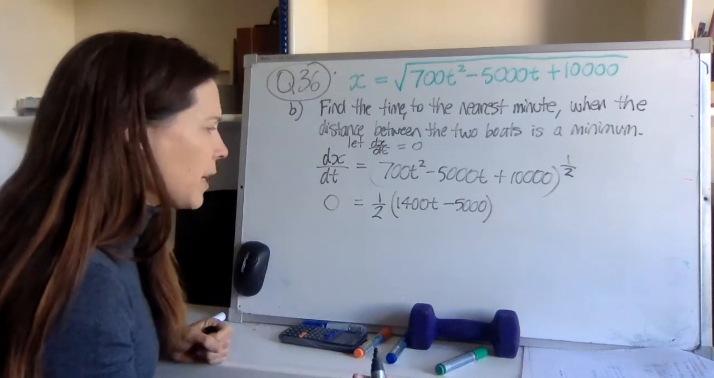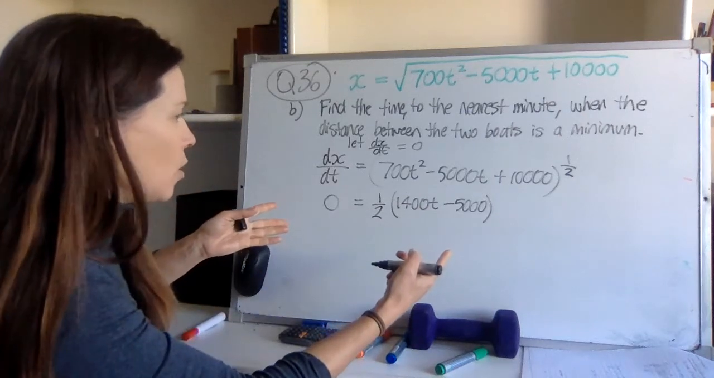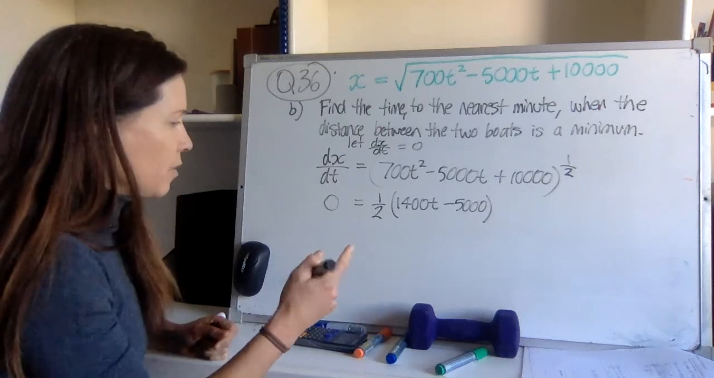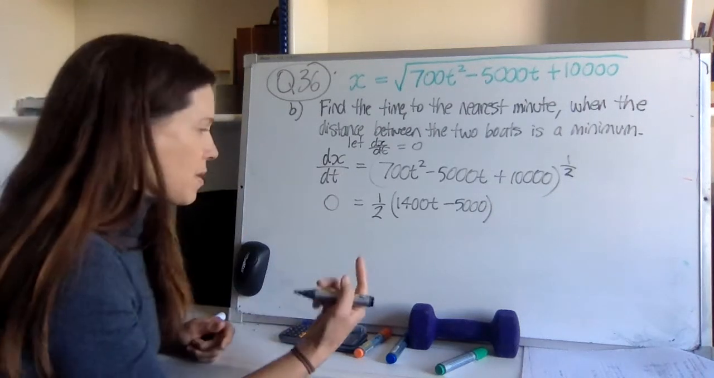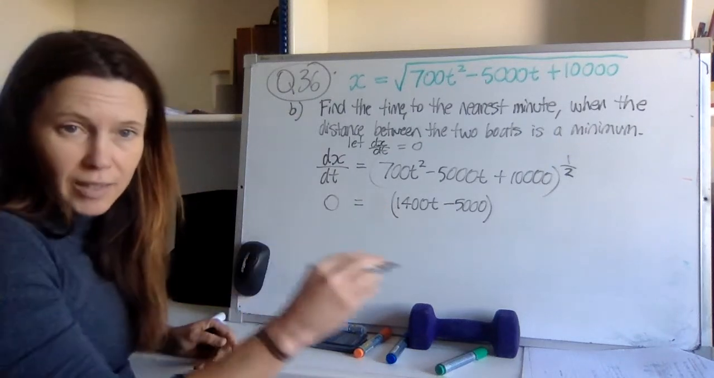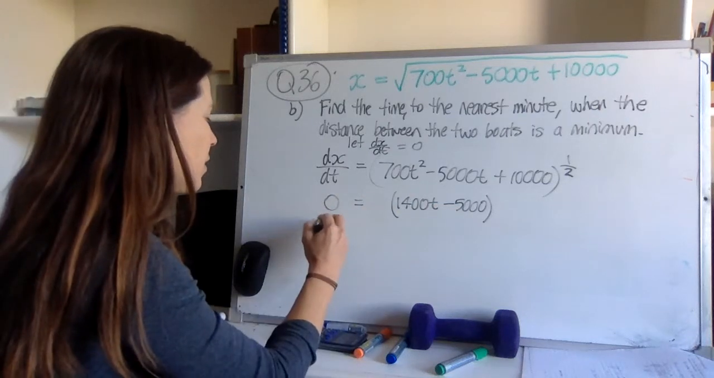All right, what will we do next? Well, we could expand brackets, so we've got our terms there, or we could just say, hey, let's just divide both sides by half, or multiply both sides by 2, same thing. And so that will effectively disappear this part. That might be your next line of working. Now we want to just solve this. Let's add 5,000 to both sides.